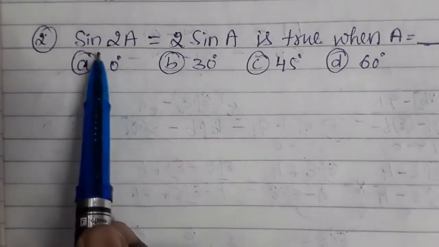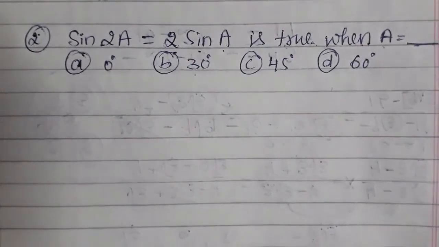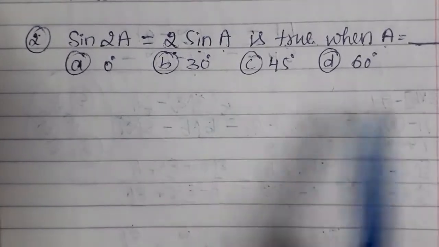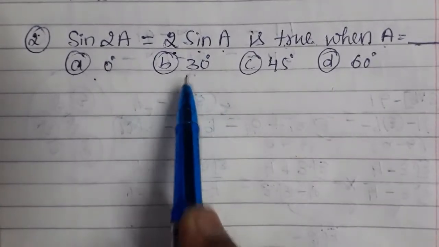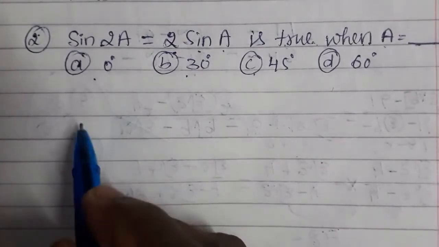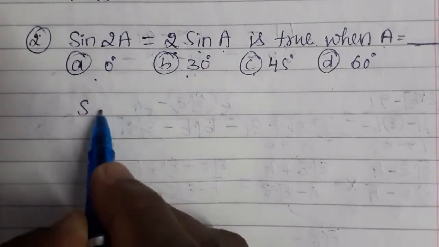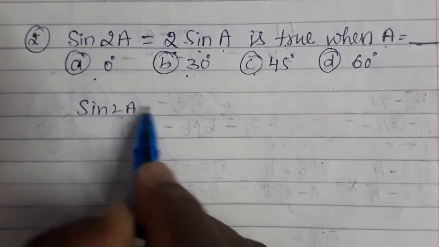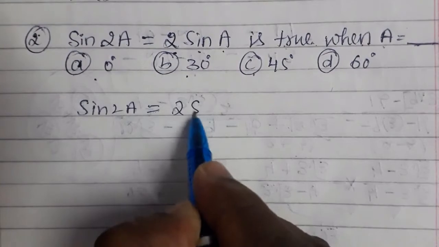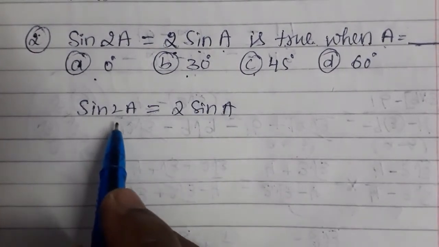Now second, sin 2A is equal to 2 sin A is true when A is equal to dash. That means he has given you 4 options. A 0 degree, B 30 degree, C 45 degree, D 60 degree. We'll start with 0. So now we will see what is the left hand side, sin 2A. What is on the right hand side? 2 sin A.